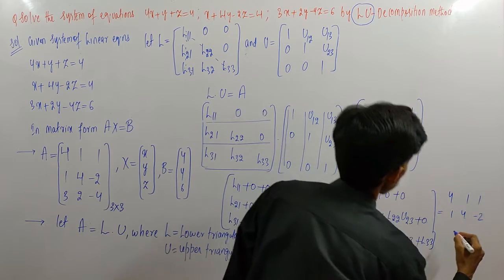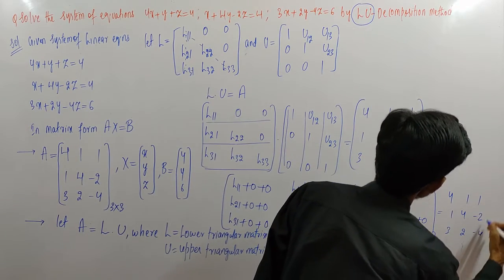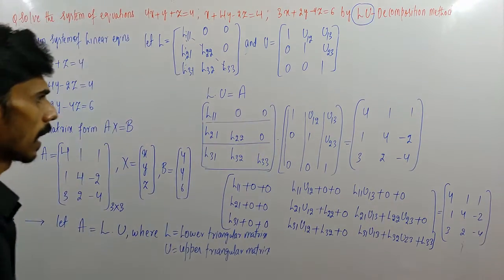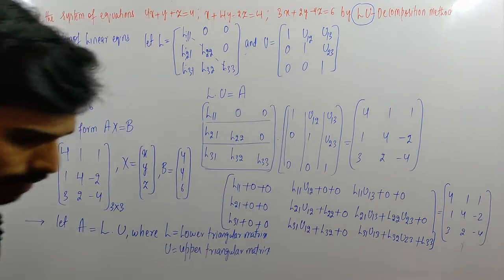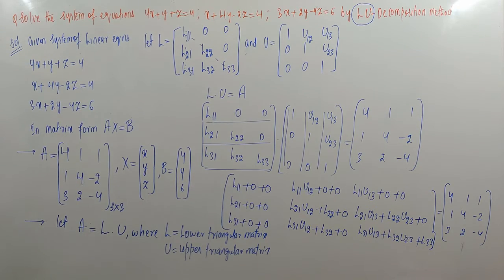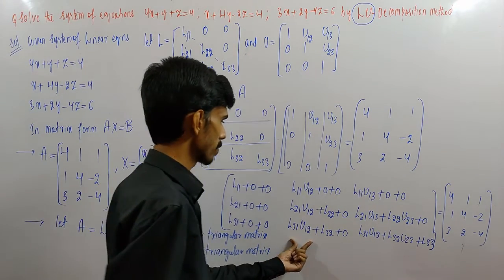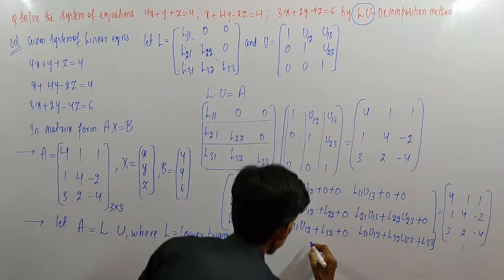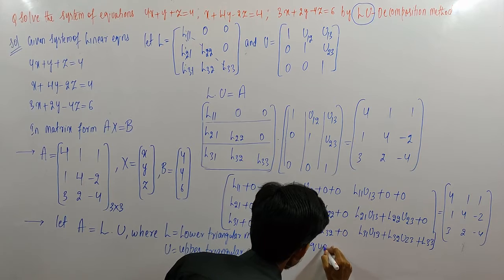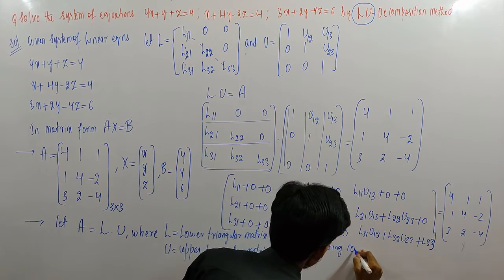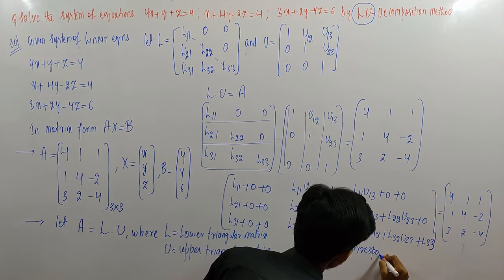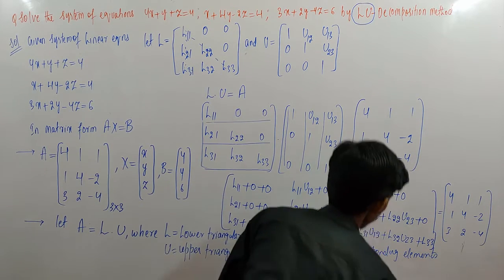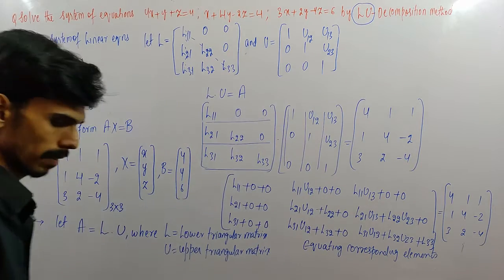4, minus 2, 3, 2, minus 4. Now we have multiplied L into U and equated to A matrix. Now we have this matrix equal to this matrix. We will equate corresponding elements. So equating corresponding elements of these two matrices.